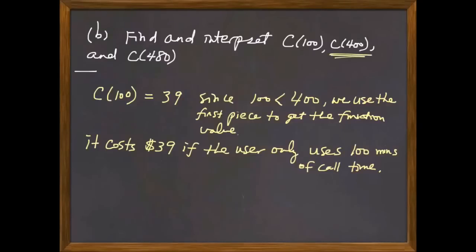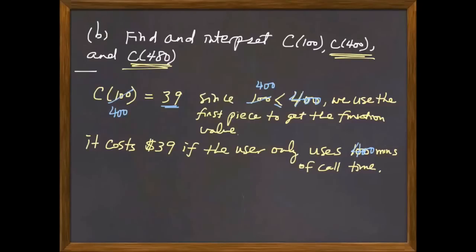Now try to do C of 400 and C of 480 yourself. Well, C of 400 is fairly straightforward as well. If you simply just replace this by 400, we would still get 39 as the answer because, again, 400 is less than or equal to 400 as it is the domain in the first piece. So we still use the first piece to get the function value, which is 39. And the way we interpret it is very similar. It costs $39 if the user only uses 400 minutes of call time.